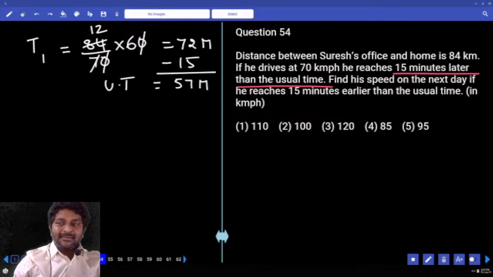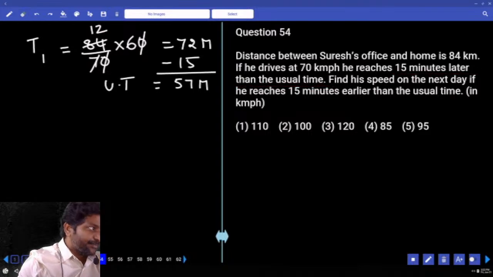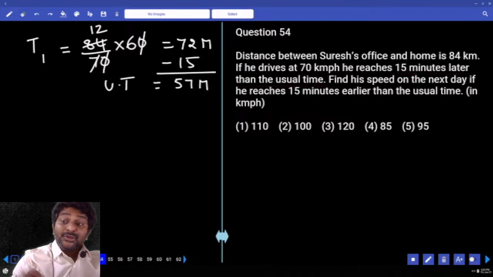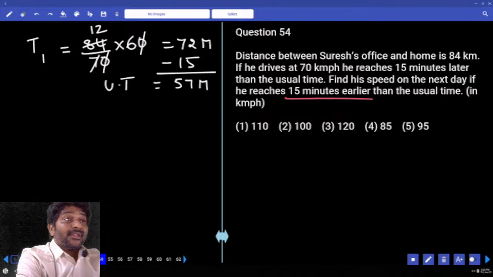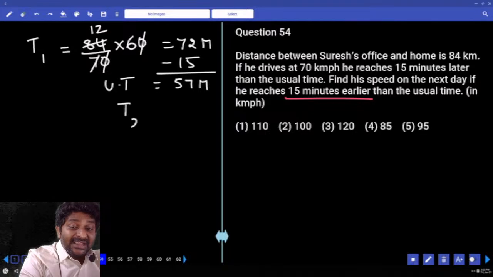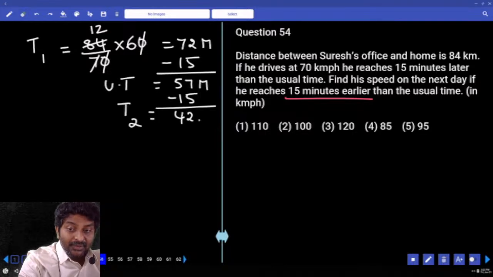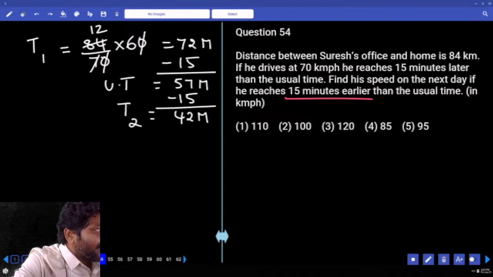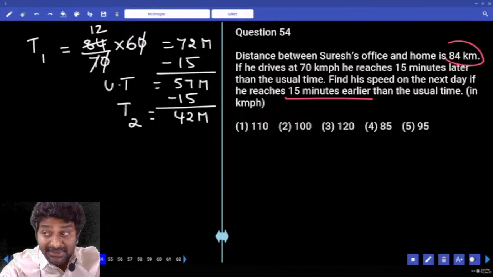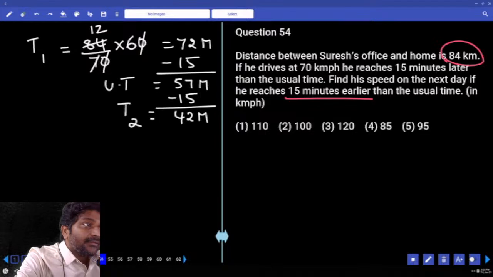Now in the second case we have to identify his speed so that he will reach 15 minutes early. That means time in the second case should be 15 minutes even lesser than this number. How much should it be? In 42 minutes he should reach the destination. Correct? And how many kilometers must he travel? 84, in how many minutes?